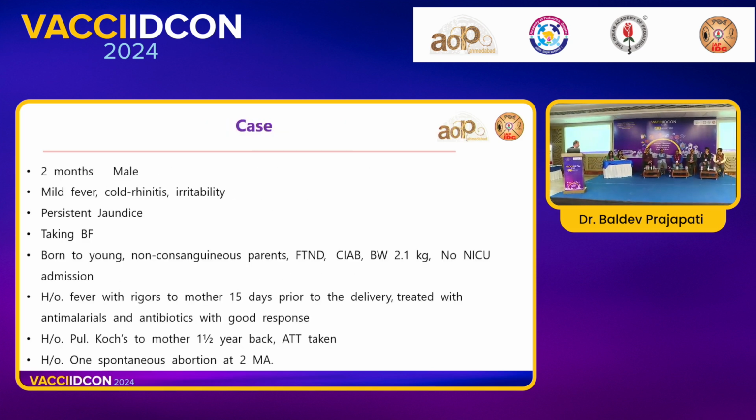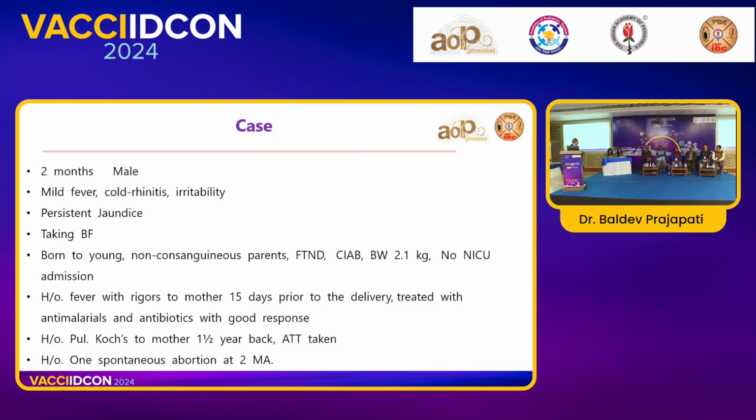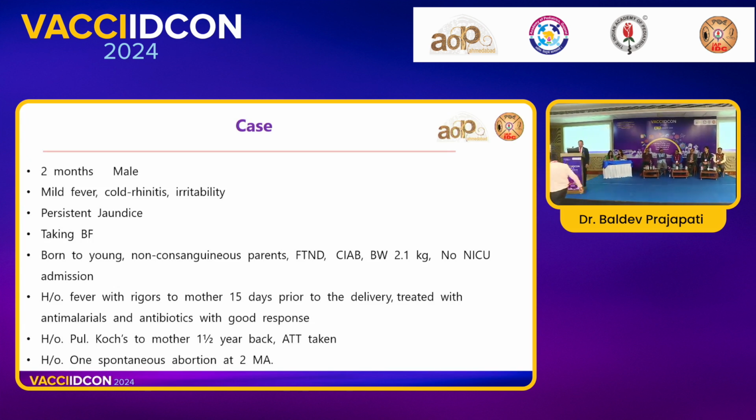So here is a 2-month-old male child, and the child has come to you, sir, for mild fever, cold, rhinitis, irritability. So mostly with some intercurrent viral infection. There is a history of persistent jaundice. So baby is harboring jaundice probably since birth and has presented with some mild viral infection. Baby is taking breastfeeding, so compensated, no danger signs. Born to young, non-consanguineous parents.